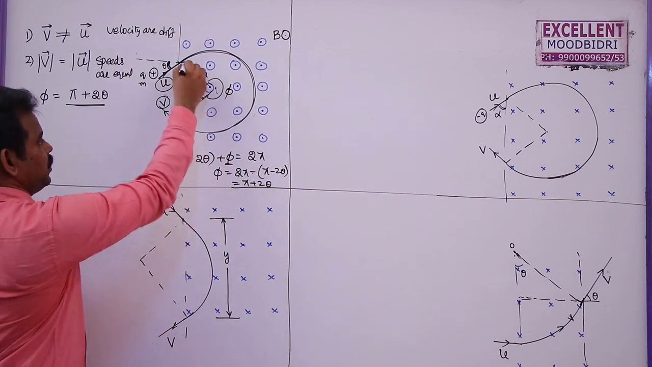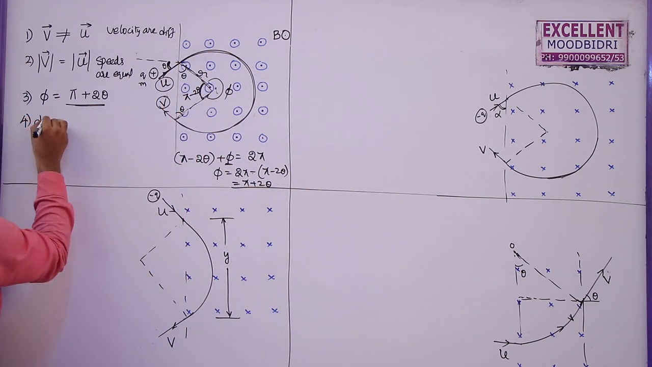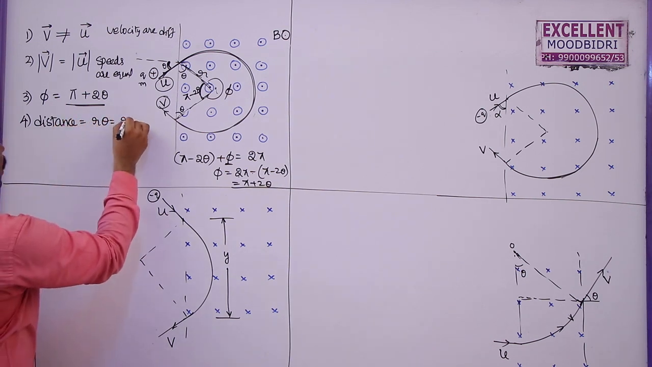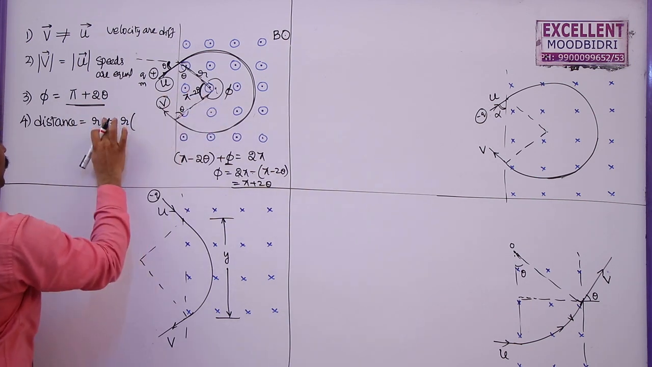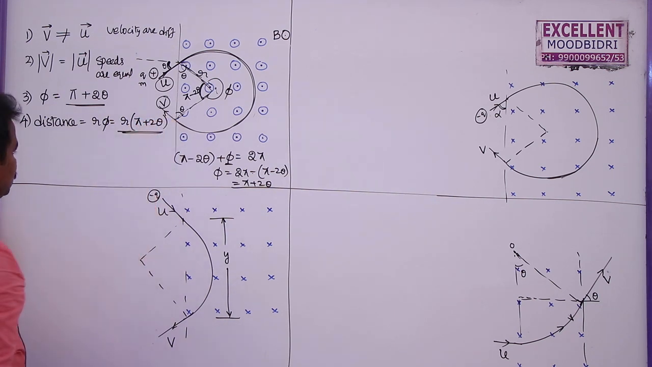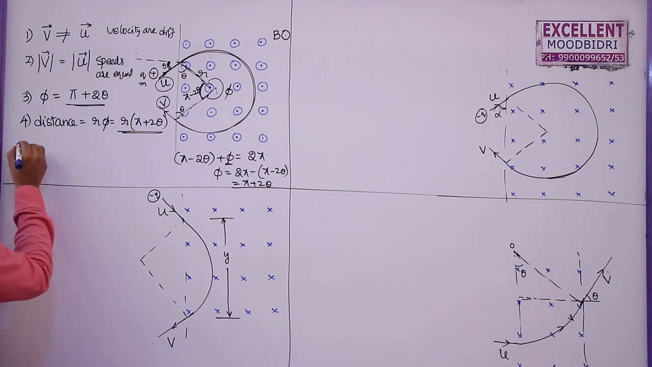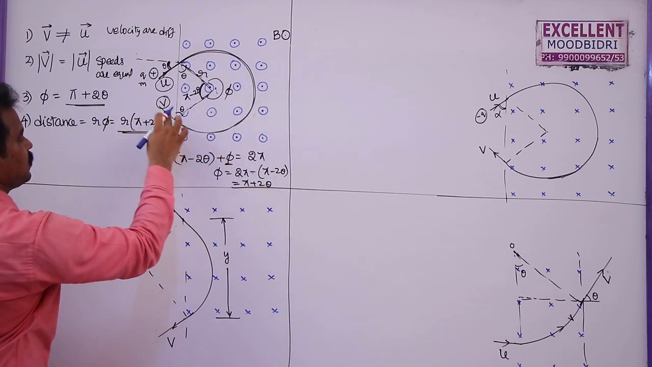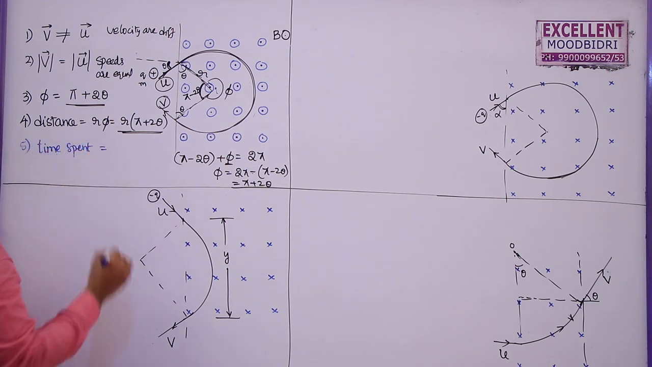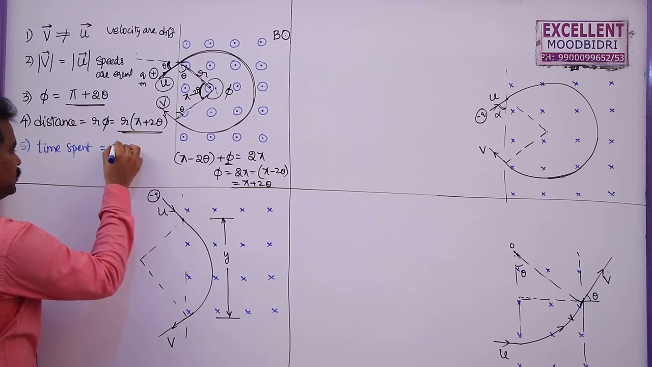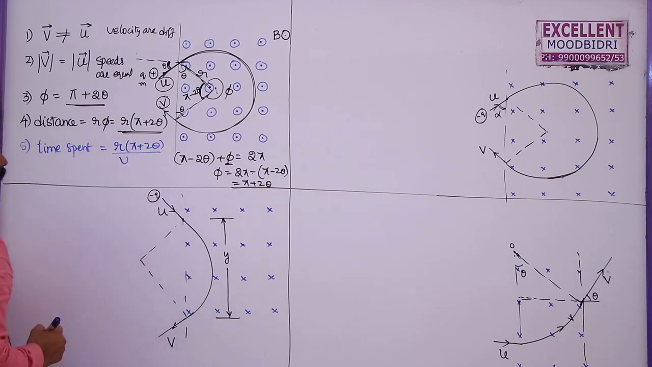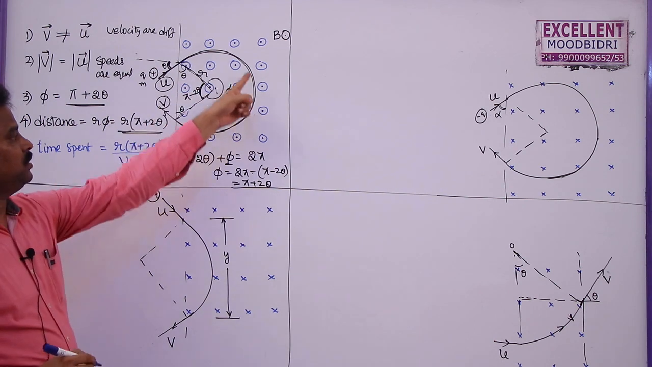If you know this and the radius, then you can find the distance traveled, which is given by r theta. Actually I should write r phi, which is equal to r into (pi plus 2 theta). This is the distance traveled. So what is the time taken? The time spent by the charge within the field is the distance traveled divided by speed, that is r into (pi plus 2 theta) divided by the speed v. This is the time spent by the charged particle within the field.